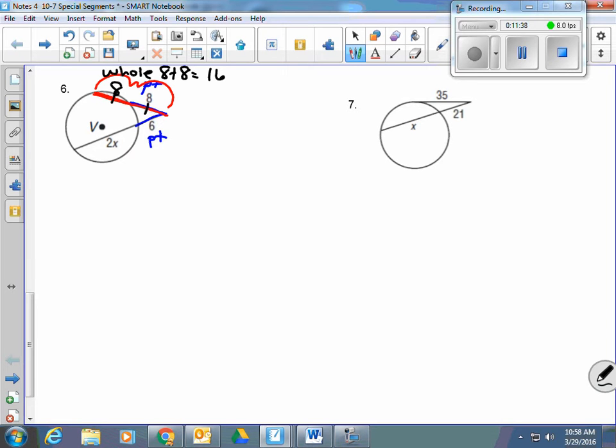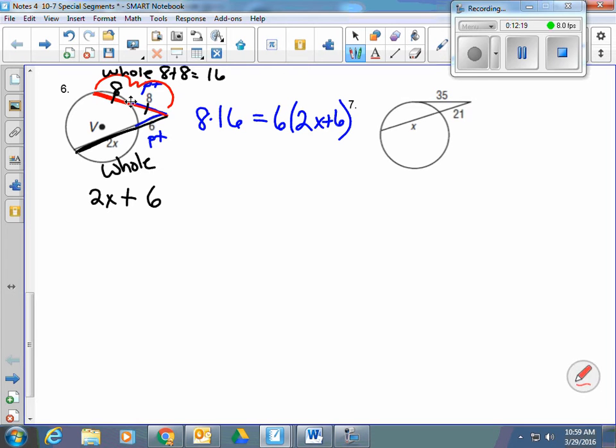Everybody agree? Okay, this is my whole right here, correct? Yep. What do I have to do to get my whole? We need to add both pieces, right? So 2x plus 6. Can I put those together? No, because one has an x and the other one doesn't. So now let's set it up to solve it. Remember, it's part times whole. What's the part on the top? 8. What's the whole on the top? 16. What's the part on the bottom? 6. Very good. What's the whole on the bottom? 2x plus 6. Good.